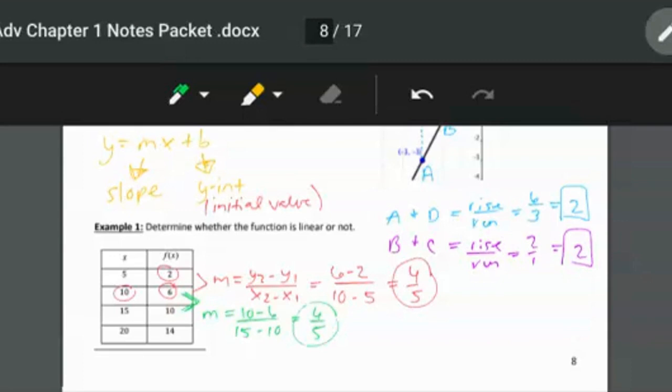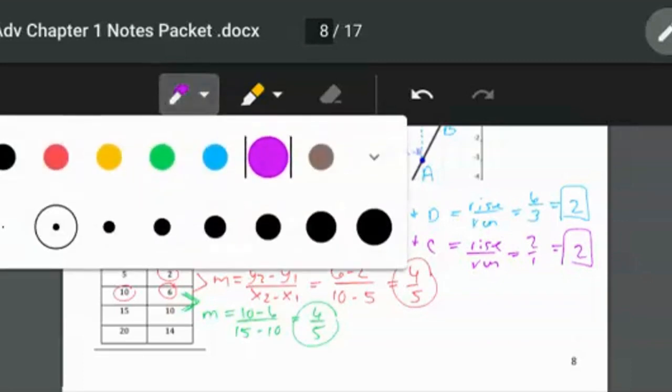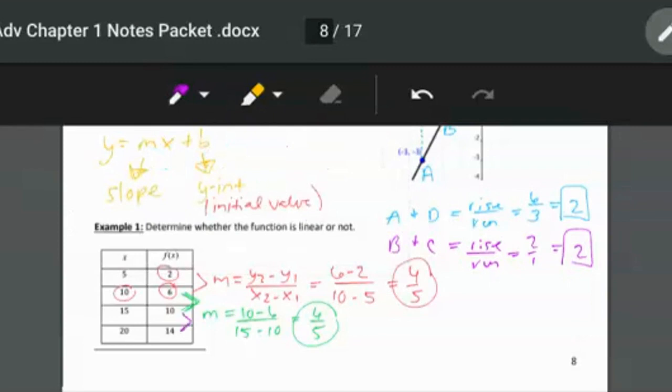I would make sure you check all the pairs of points. Sometimes they could trick you, and the last one could be a different number. So let's take this last pair of points and find the slope. 14 minus 10, all over 20 minus 15. You get 4/5. All right, so we got 4/5 every time.